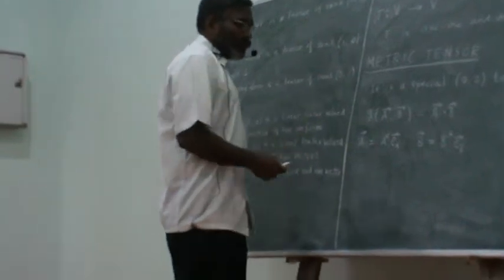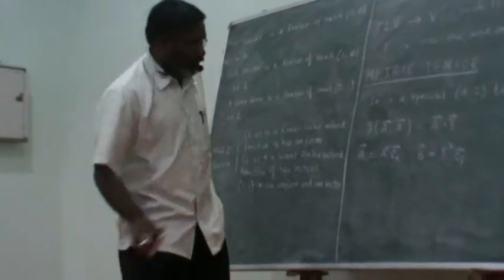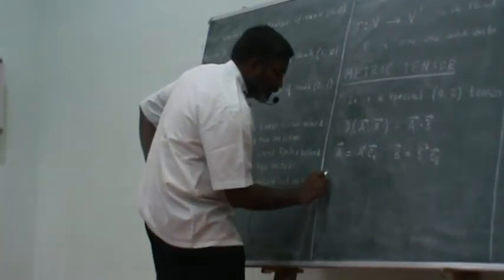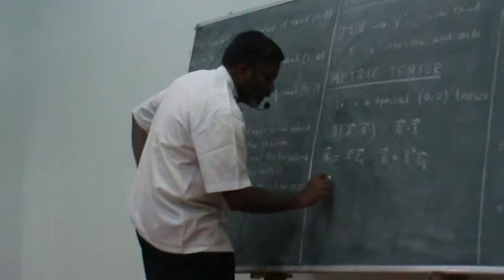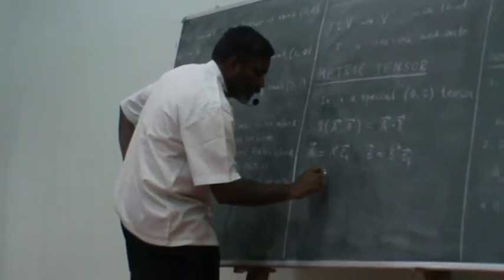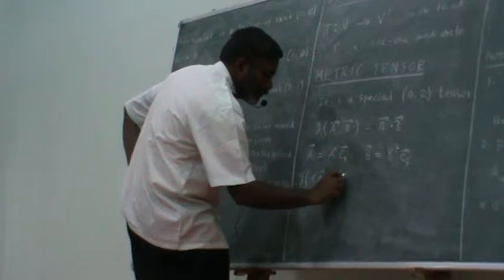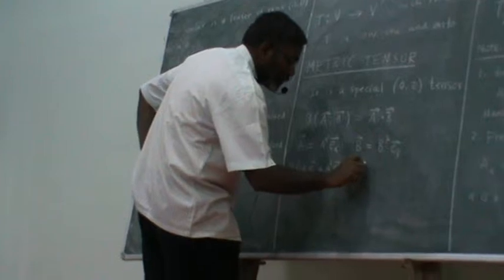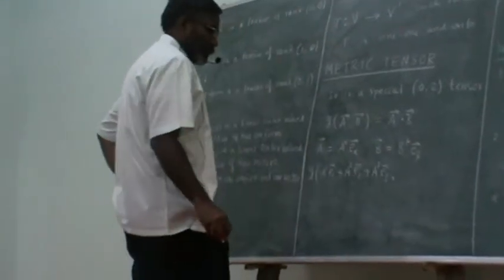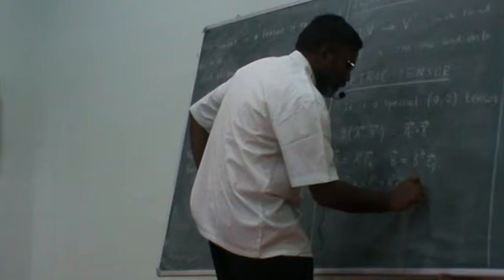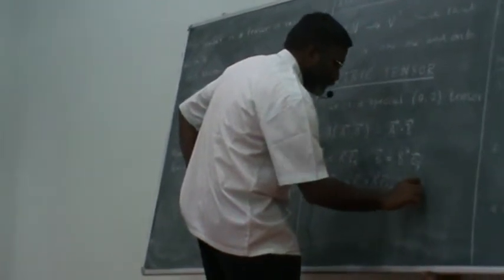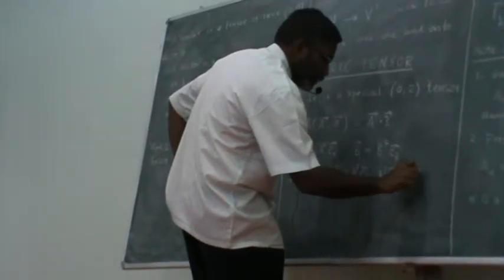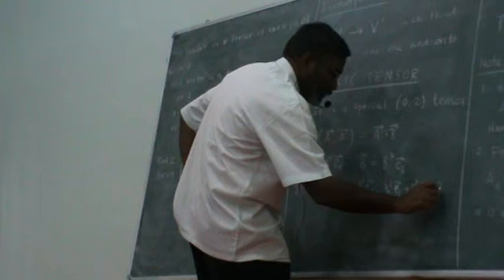Now I can write, see, maybe it is better if I write it in one context completely, then it will be clear. So let me write this as G of A1 E1 plus A2 E2 plus A3 E3. Let's assume 3 coordinates. Similarly, B1 E1 plus B2 E2 plus B3 E3.